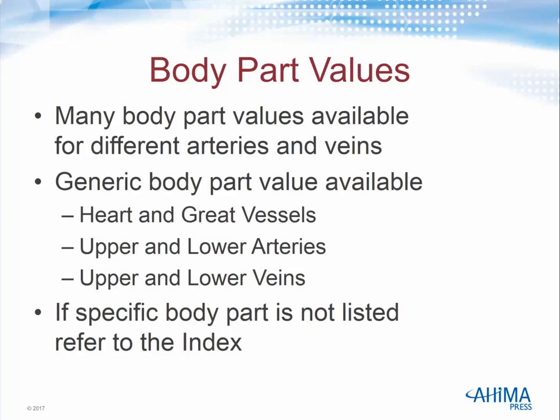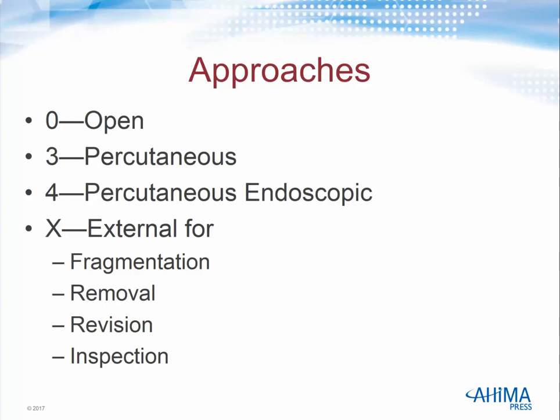For body part values, generic body parts are available also, in addition to specific ones. Since there are so many arteries and veins in our bodies, especially when we get into our hands and feet, we do have the ability to use generic body part values. And remember, your dividing point between upper and lower anatomically from an ICD-10 PCS coding standpoint is your diaphragm. Surgical approaches common to the circulatory system include open, percutaneous, endoscopic, and external.